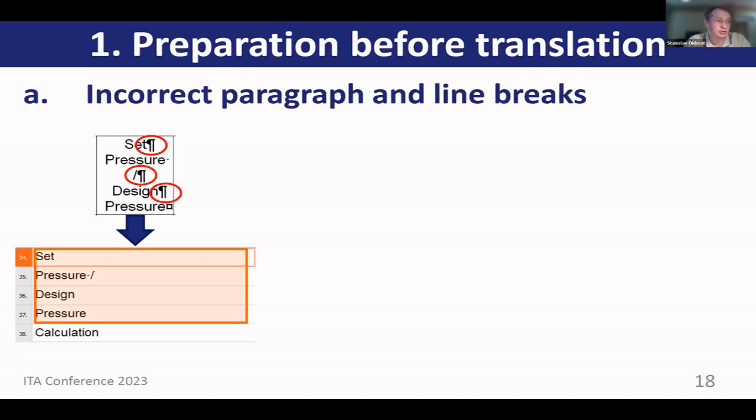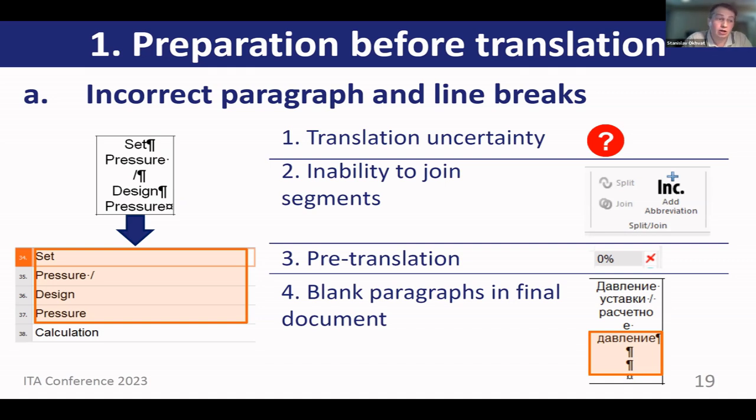Probably the most common issue with source files is incorrect paragraph and line breaks in the middle of sentences. These breaks are often found in documents converted from PDF files, but they are also common in standard documents prepared manually, especially in tables. On the left side, you can see a single sentence which is separated into 4 paragraphs, each of which becomes a separate segment in the memoQ. This creates a lot of difficulties.